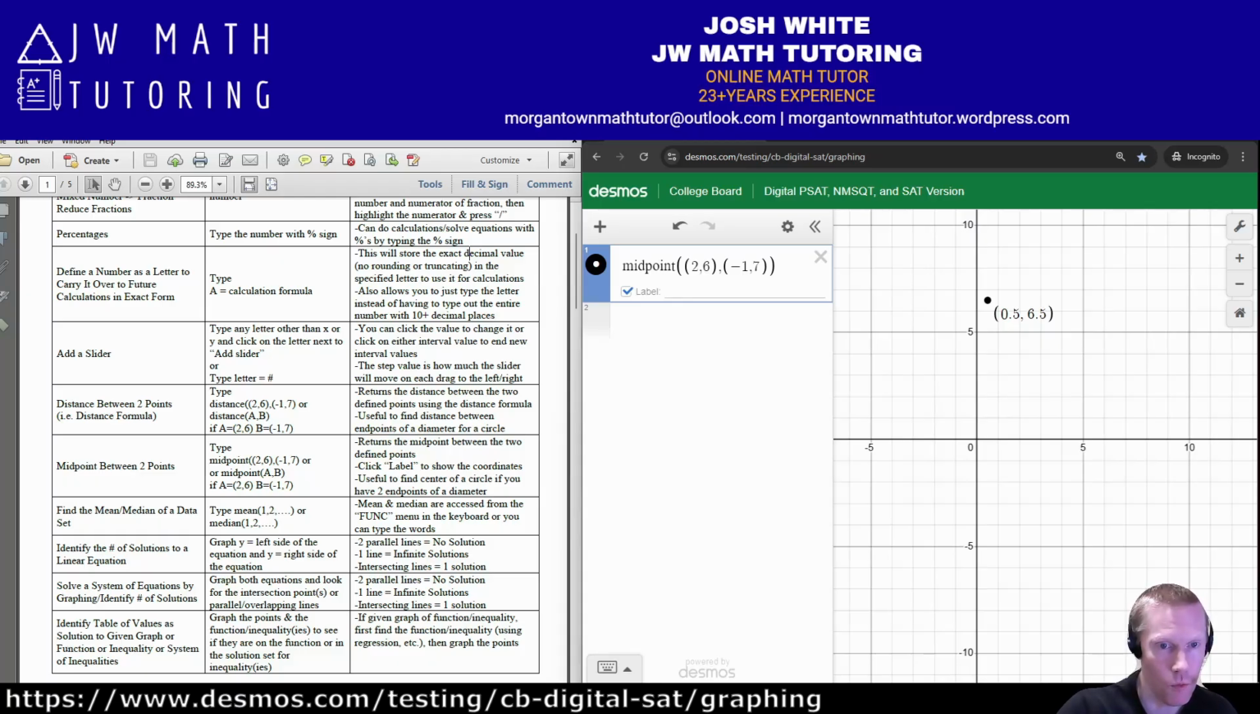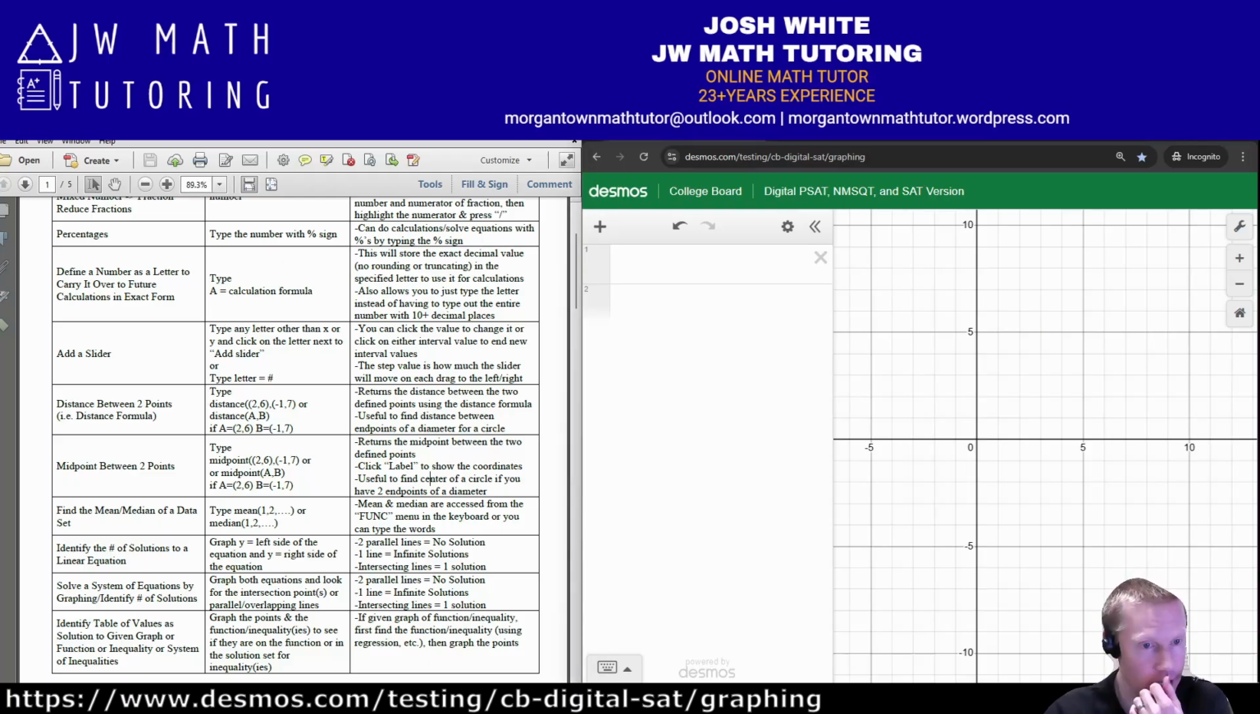And one last thing just to be aware of is this is really useful if you have a circle and you're trying to find the center of it. Because basically you would take the 2 endpoints of your diameter and find the midpoint between them, and that midpoint is going to be your center. So that'll give you the coordinates of the center of the circle, or your h and k, if you think about the circle equation in standard form.